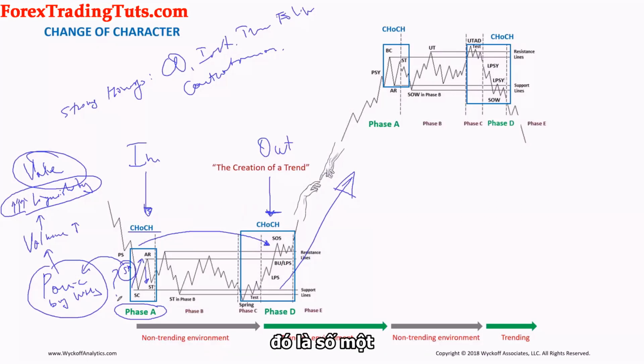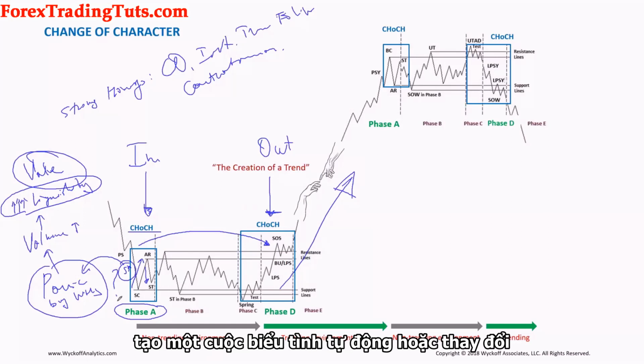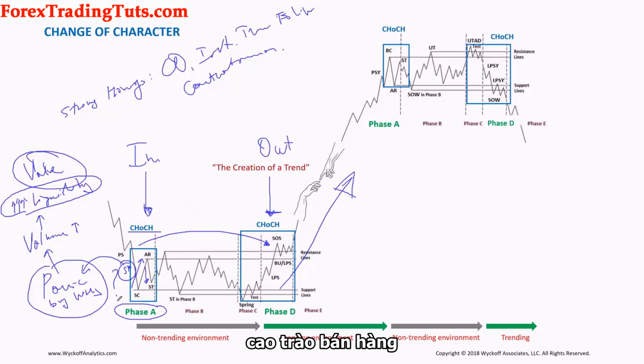That's number one. Secondly, it stops the price from moving further down. And thirdly, once absorption has happened at that local level, then the price could actually go up and create an automatic rally or a change of character rally. So that's the whole process around the selling climax, and that's the whole idea behind the change of character.